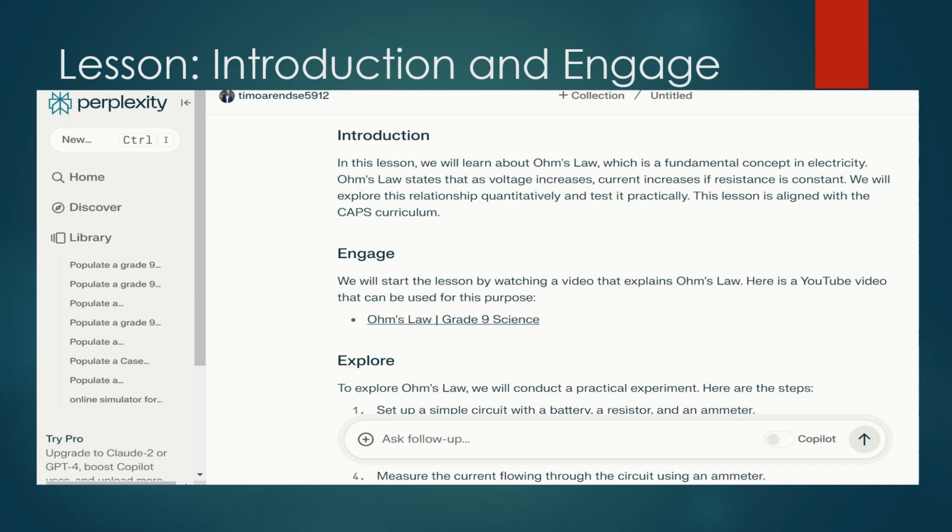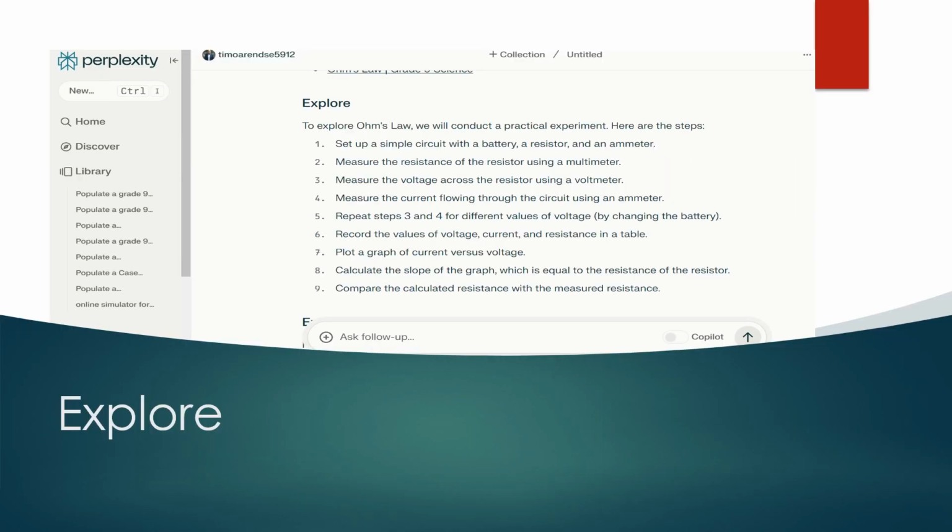So let's move to the engage section. We will start the lesson by watching a video that explains Ohm's law, and here is a YouTube video that can be used for this purpose. So Perplexity supplies us with the particular video that the teacher needs to use with this engage section on the site. And with explore, to explore Ohm's law, we will conduct a practical experiment.